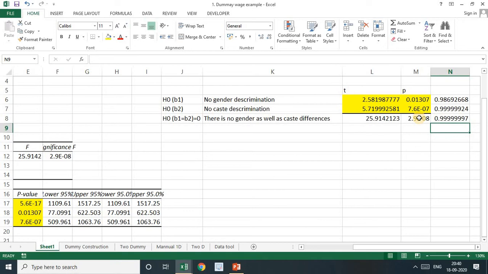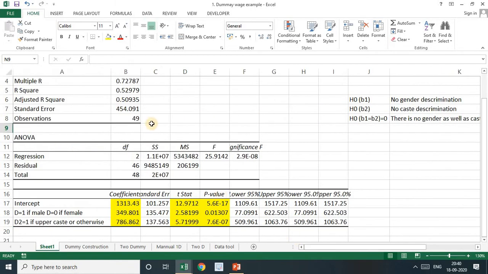There are gender differences, there are caste differences, and there are gender as well as caste differences. So this is the hypothesis testing, and you can also check your R square here. It is 52. What does it mean? Using this gender and caste, you are only able to explain 52%, or 50%. The adjusted R square is good when you take the multiple regression model.